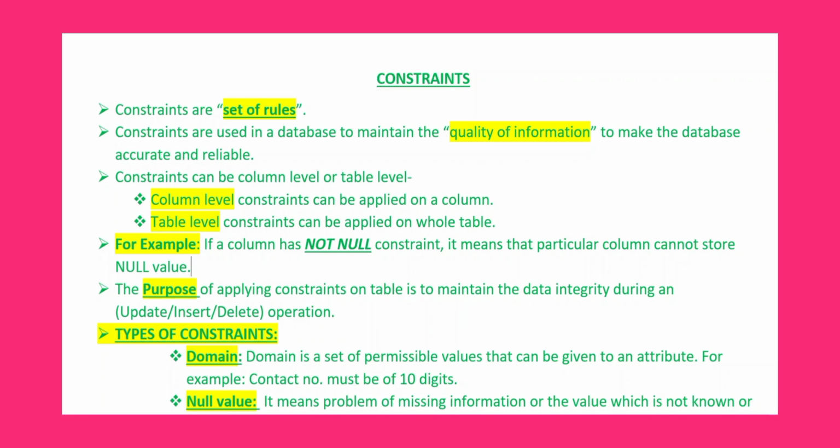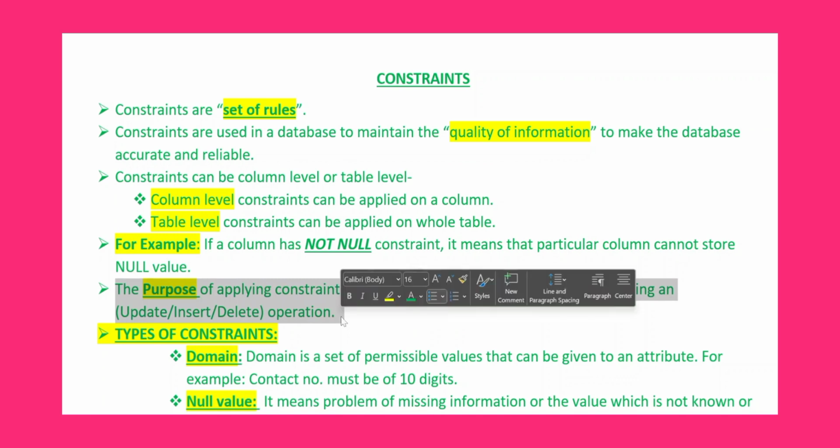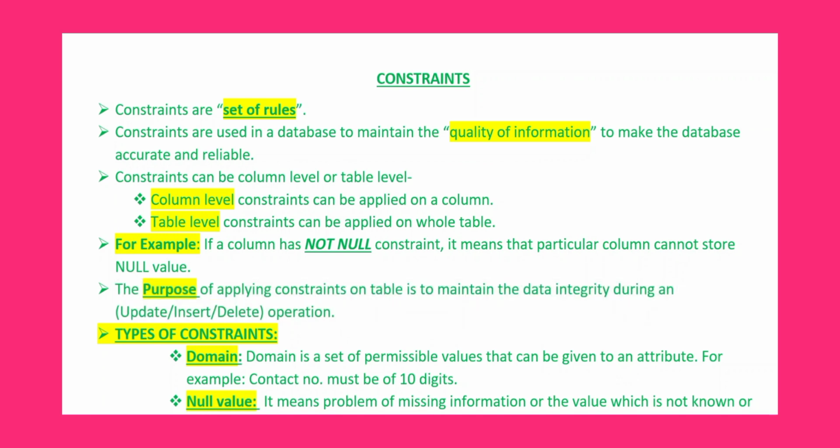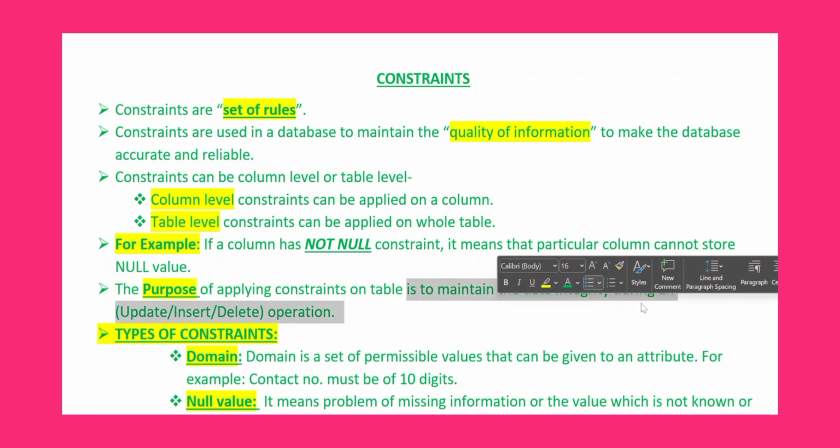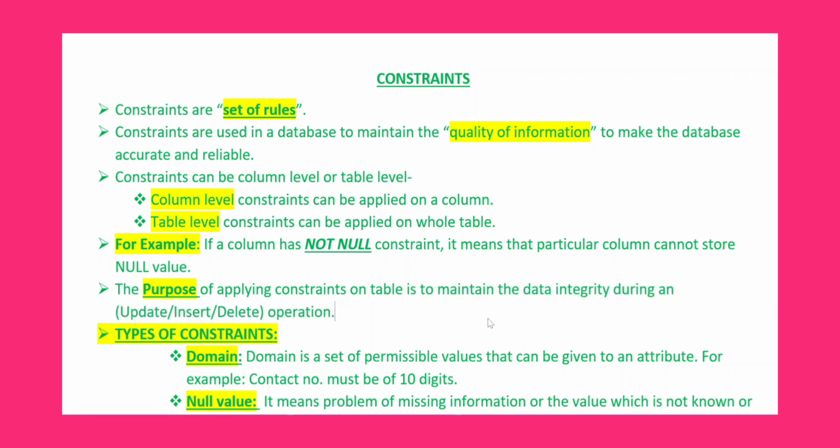Now, we will discuss what is the purpose of applying constraint. So the answer is, the purpose of applying constraint on the table is to maintain the data integrity during an update, insert, or delete, these kinds of operation. So whenever you are updating the database, whenever you are inserting any values, if you are deleting any type of values from the table, you have to maintain that particular constraints or that particular set of rules while doing any type of operations in the database, so that data can be meaningful.